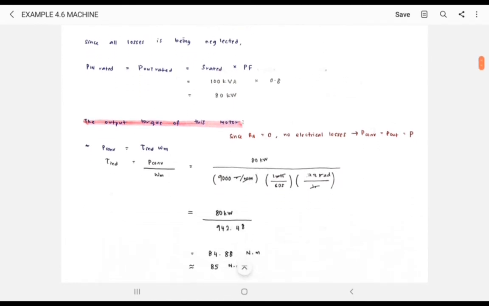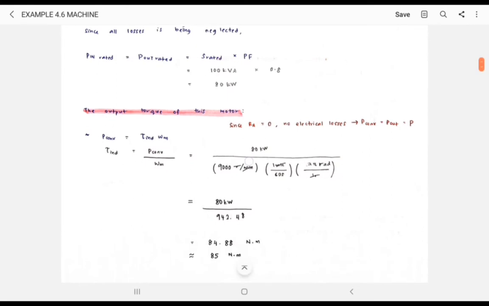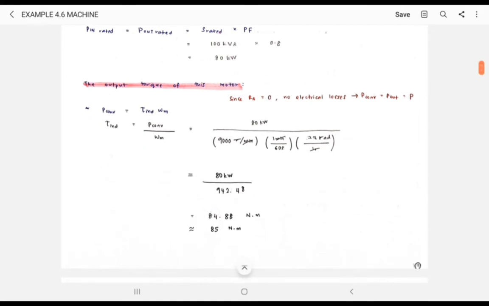The output torque of this motor, we are going to use this formula: torque induced equals P conversion divided by omega m. Since RA equals 0, there are no electrical losses, so P conversion equals P out equals P. The answer is 85 Nm.